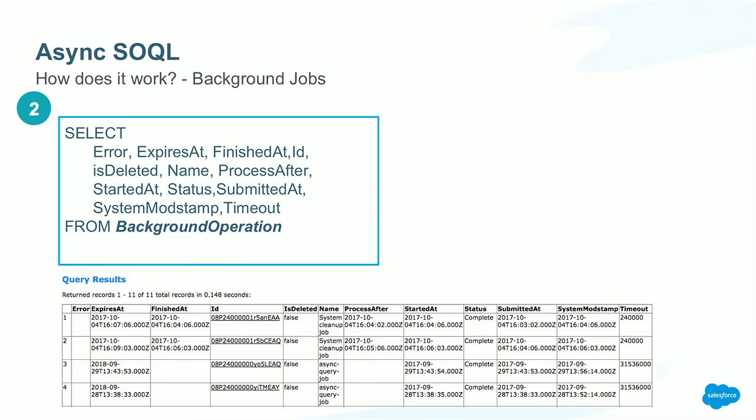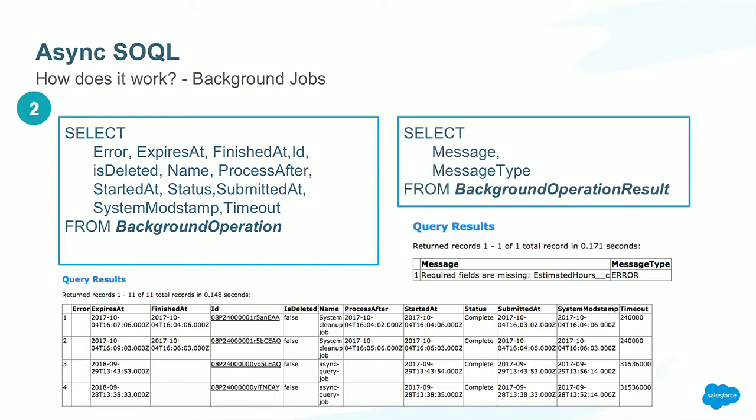There are many fields, but here, for example, I have included finish at, the status, or timeout. But this is not the only object that has been included in this new feature. We also have background operation results. If there is any issue during the execution of the process, it's not going to stop. It's going to store the information of this error in this table, background operation results, and continue running the execution.